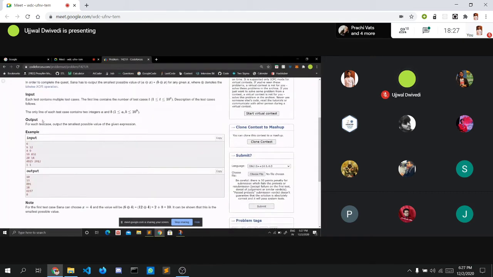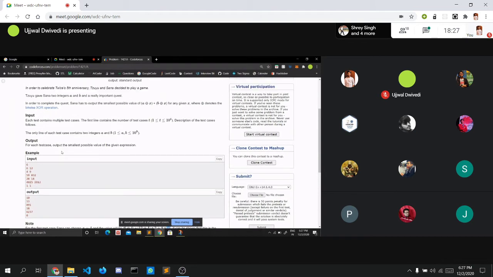So for example, let's take the first test case, 6 and 12. Taking their XOR with 4 actually reduces it, and I have to output the sum. I hope the question is clear.